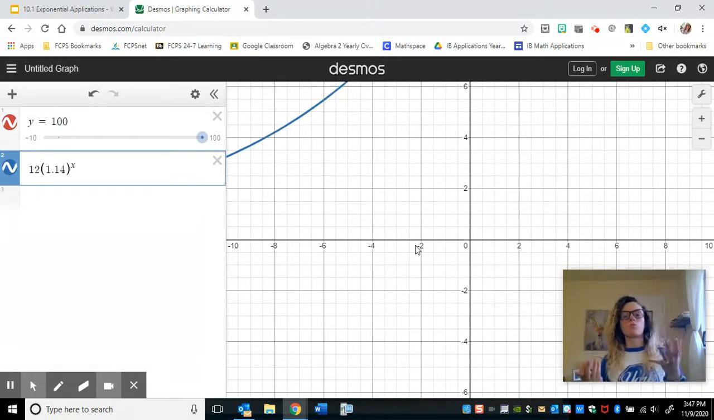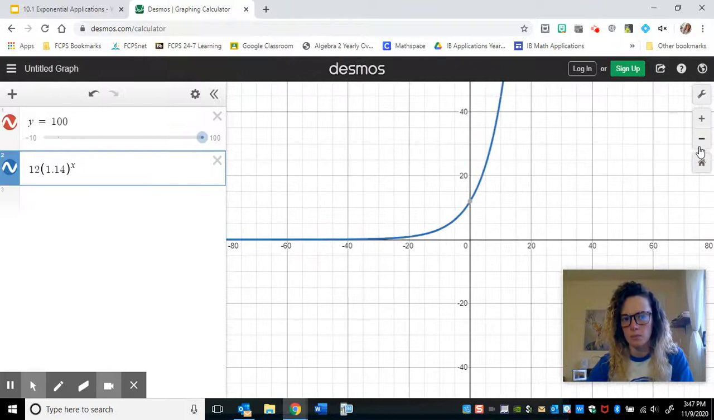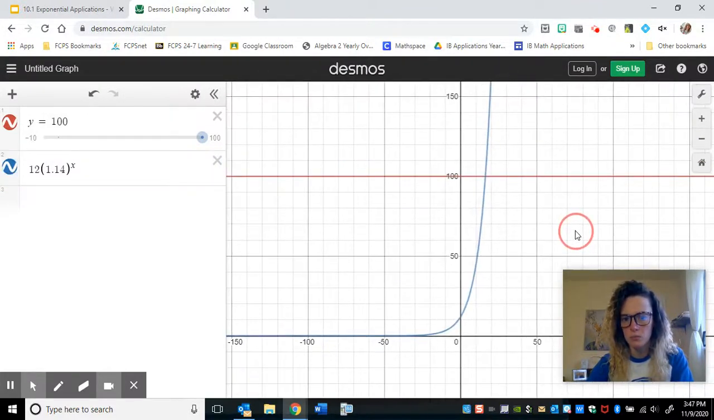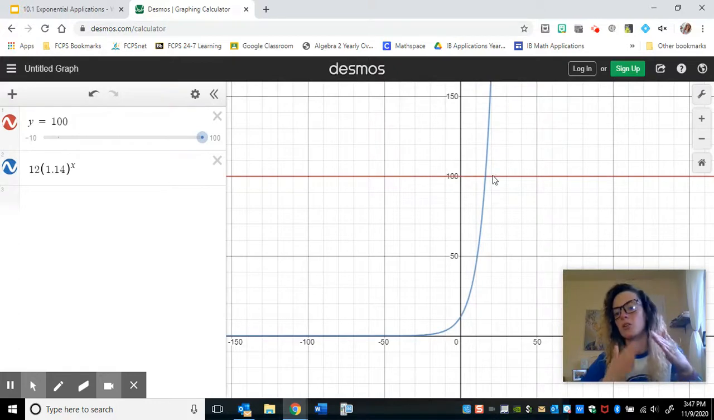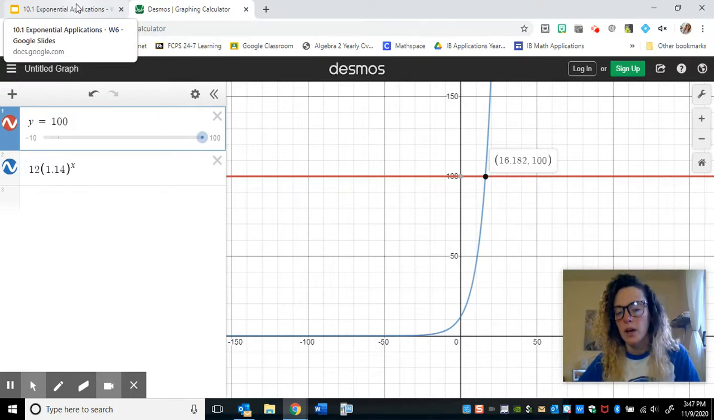So from my home graph, that doesn't really help me much. But if I zoom out, remembering my first y equaled 100, zooming out until I can see that, you're looking for the intersection point. So I'm looking at this point right here. So 16.182 is my answer. You could also do this in your TI, where you could do the same thing, find the intersection point, or you can use the table instead.